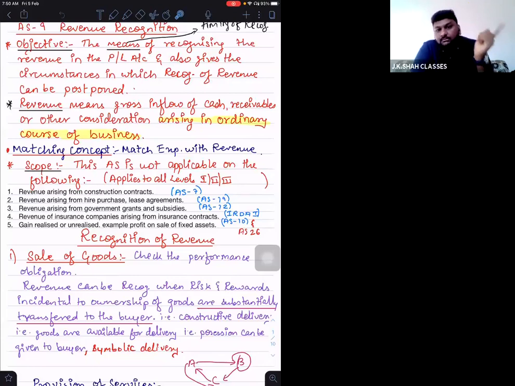Right? If it is uncertain, postpone the revenue. And till what time you have to postpone? Till the uncertainty becomes certain. I hope you are cleared with this point.